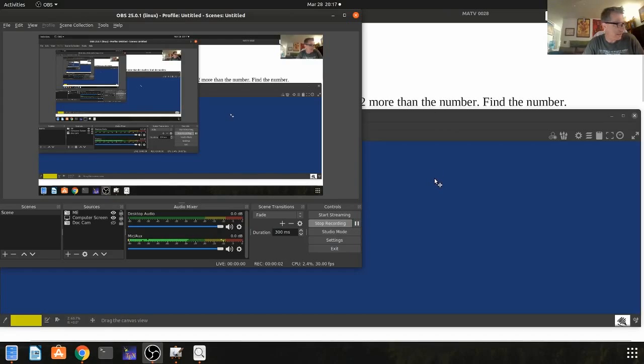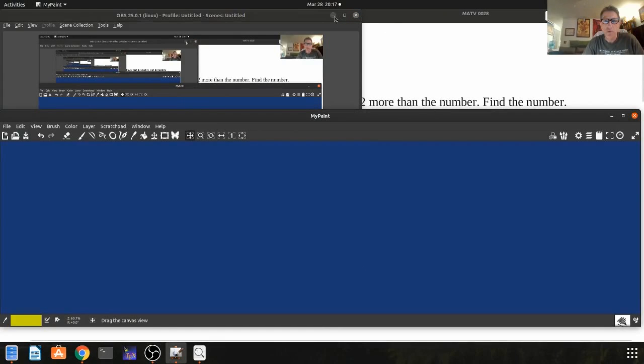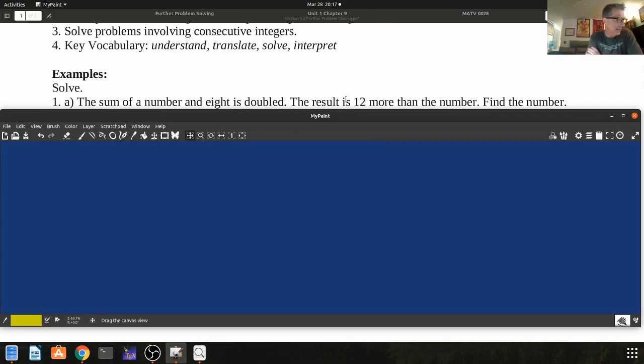So let's start 9.4, which has to do with basically solving problems that involve just direct translation into mathematics. So we're going to start with 1a, and you always have to read the problem first, decide what your variable or the unknown is, and we'll usually use x for our unknown, and translate the phrases. So the sum of a number and 8 is doubled. So we'll let our unknown number be x.